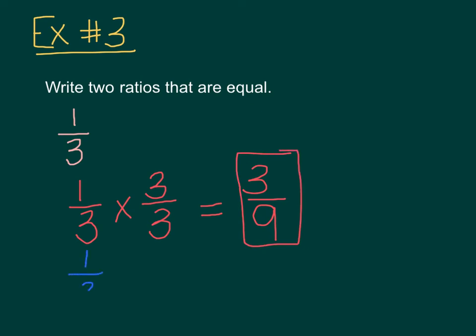And then the next number I'm going to multiply by is going to be 4. So 1 times 4 is 4, and 3 times 4 is 12. So my second equal ratio is 4/12.